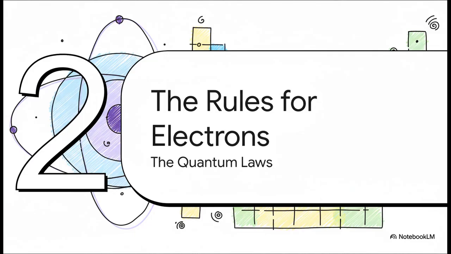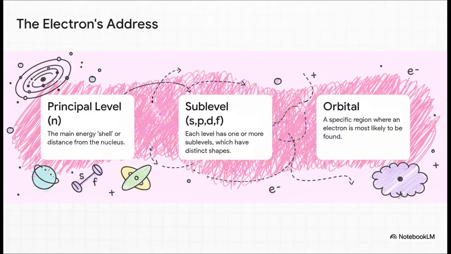Okay, so we've got our big clue. Electron energy comes in these discrete, quantized packets. Now, we need to figure out the rules of this weird ladder. What are the laws that tell electrons where they're actually allowed to be? It's actually surprisingly simple. You can think of it like an electron's address. First, you've got the main energy level, or shell. Think of this as the city the electron lives in.